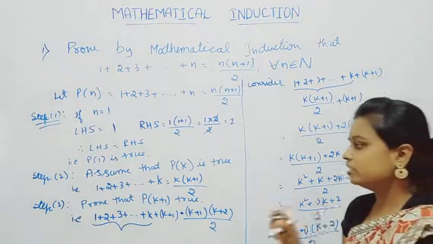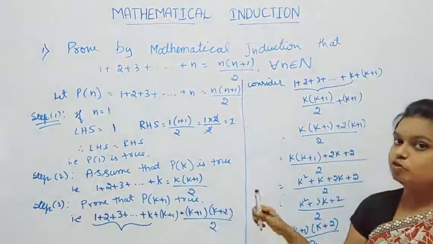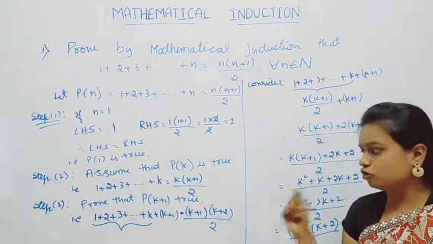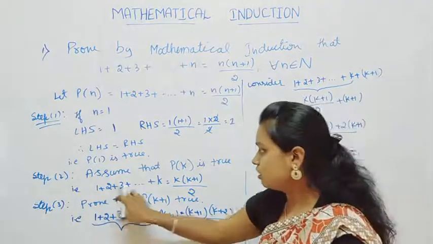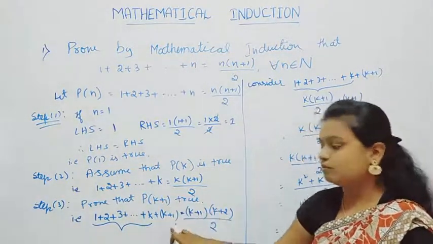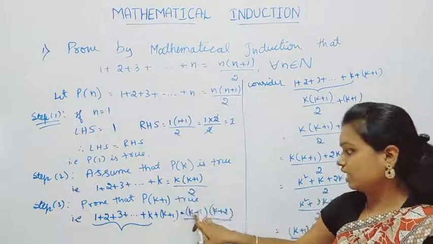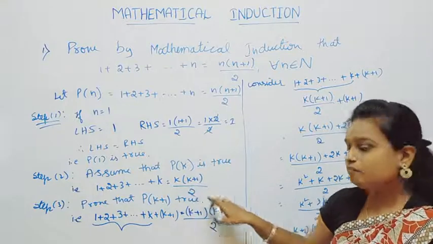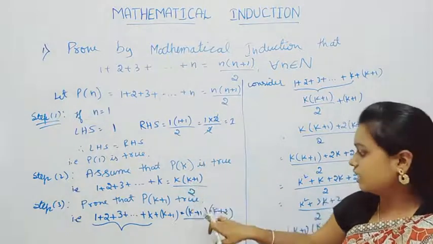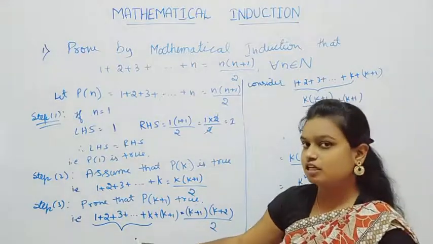So what is the third step? We have to show that p of k plus 1 is true. So this is up to k. We are taking the k plus 1 next term, that is it becomes k plus 1. So put k plus 1 in place of k, what happens? k plus 1 plus 1, that is k plus 2 divided by 2. So we have to show this one, prove.